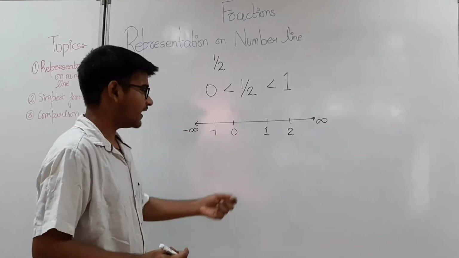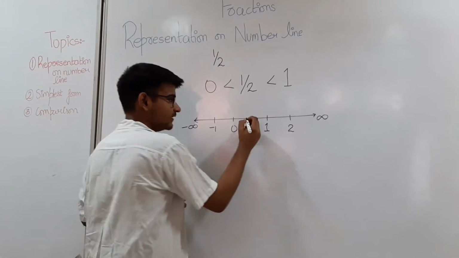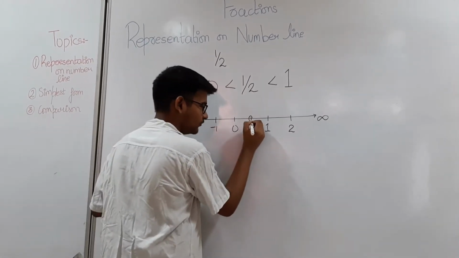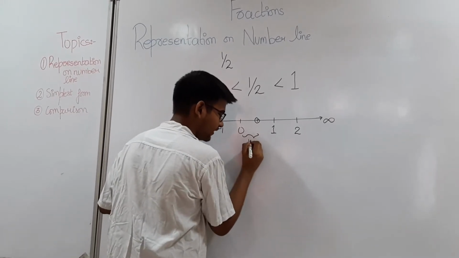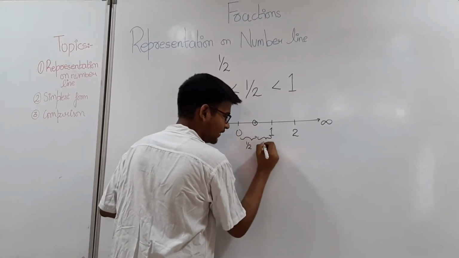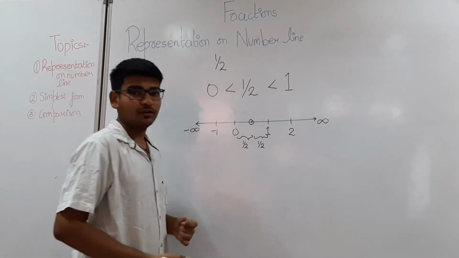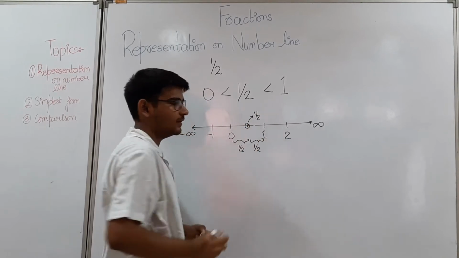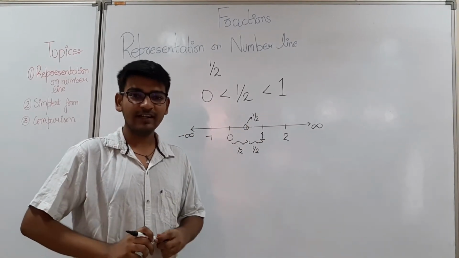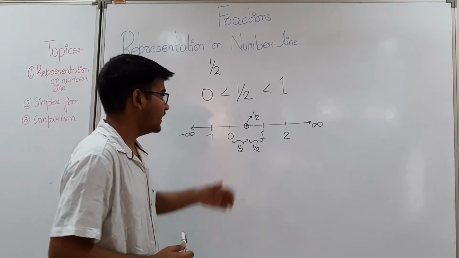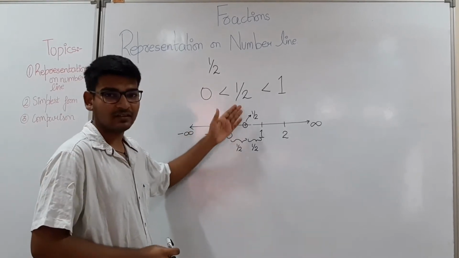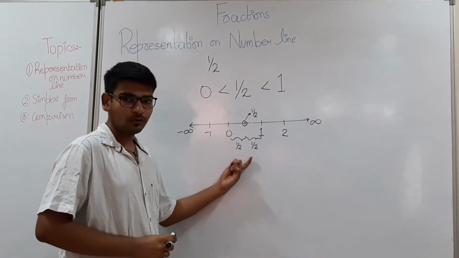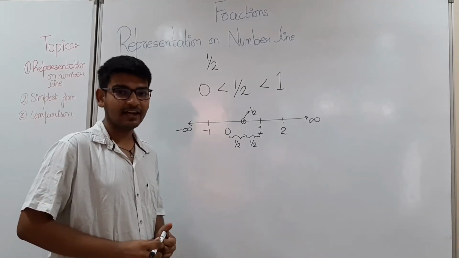Now, if we divide the number line between 0 and 1 into two equal parts, that is this arrow. So, this part will be 1 by 2 and this part will be again 1 by 2. So, this point is known as 1 by 2 on the number line. So, we can remember in this way that the denominator of the fraction is the number of divisions we have to do between the two whole numbers that is contained in that fraction.